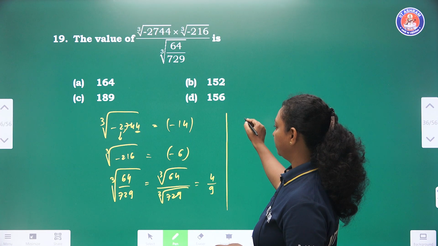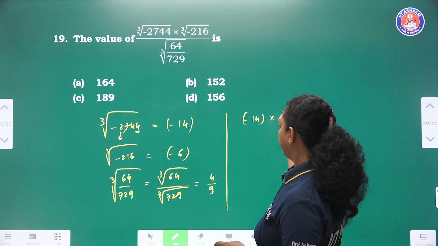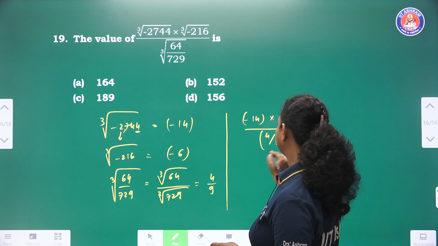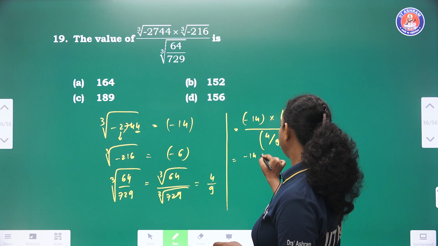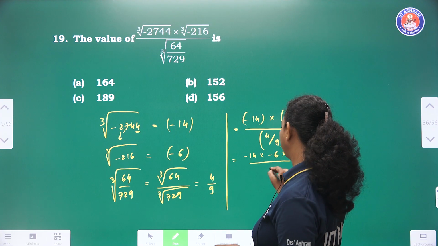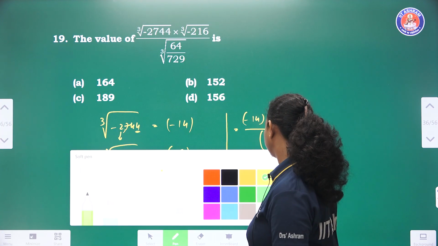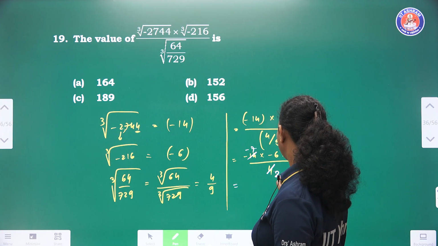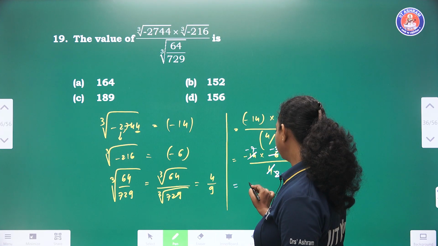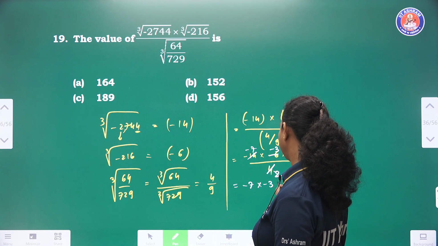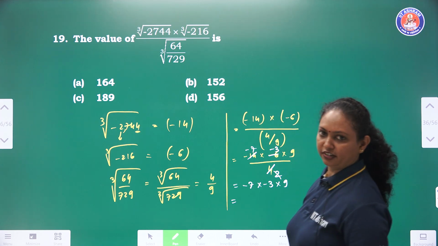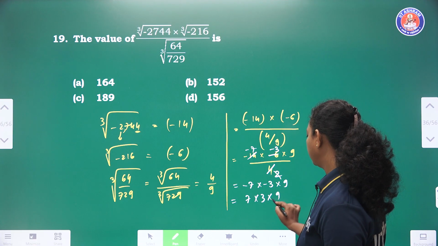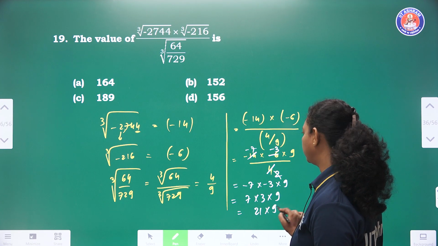So the expression is minus 14 into minus 6 upon 4 by 9. That is minus 14 into minus 6 into 9 divided by 4. Cancelling, 4 2s are 8 and 7 2s are 14, and 2 3s are 6. So the answer is minus 7 into minus 3 into 9. As two negative integers are there, the product becomes positive. So it is the same as 7 into 3 into 9. 7 3s are 21, 21 into 9.